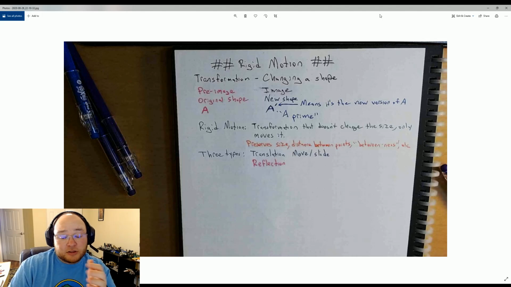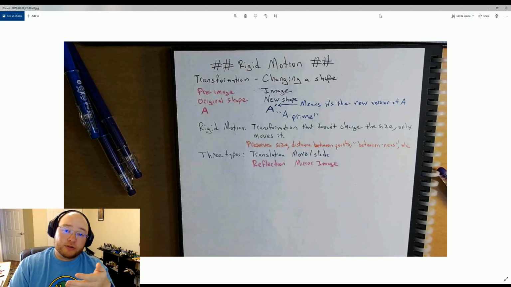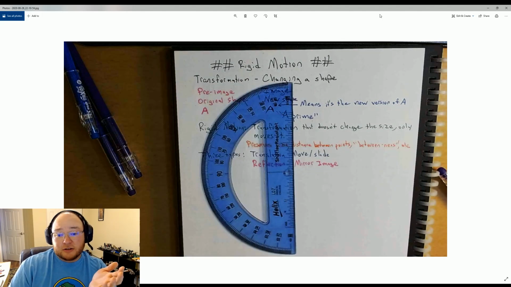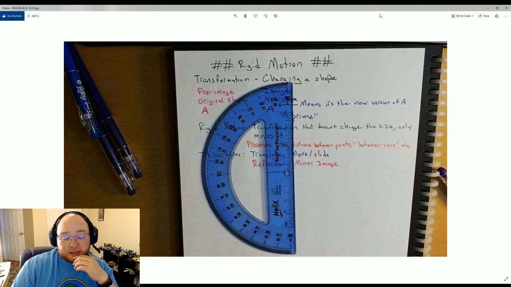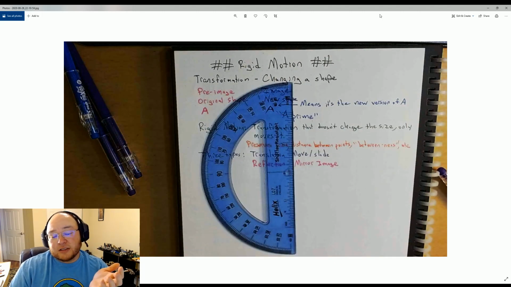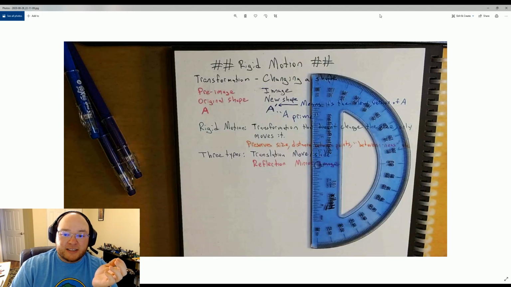The next one's what's called the reflection, and you guys all know what the word reflection means. And it's a mirror image. So, you got it, you flip it. You do got to be careful. It's a little bit more difficult here because things are backwards when you do a mirror image.